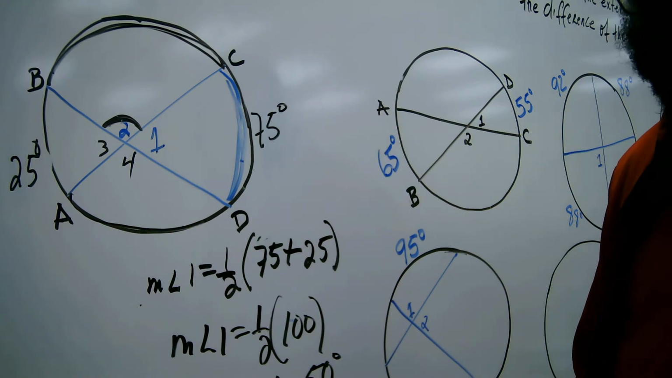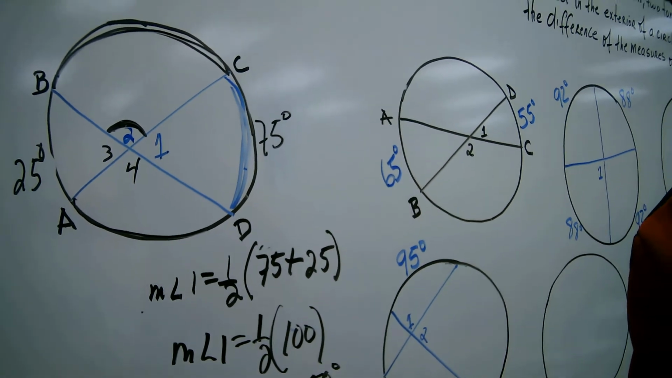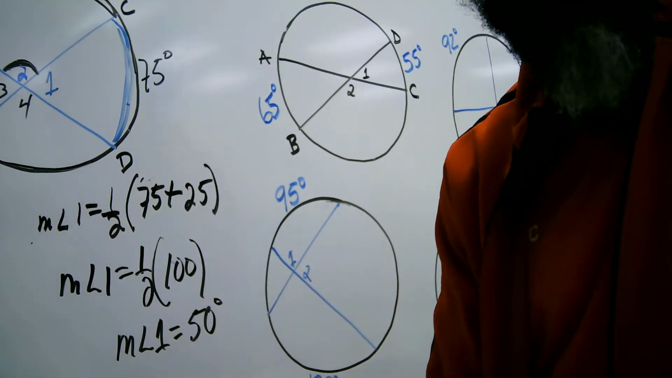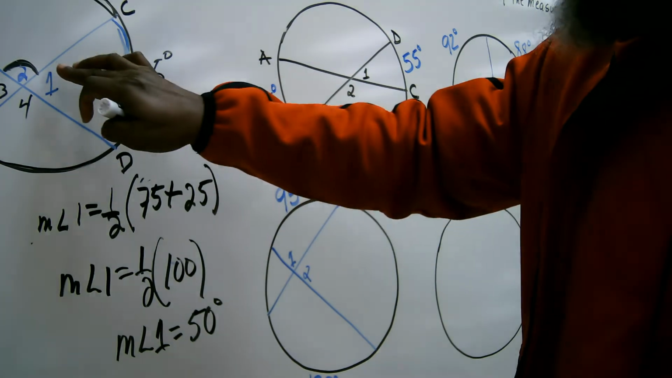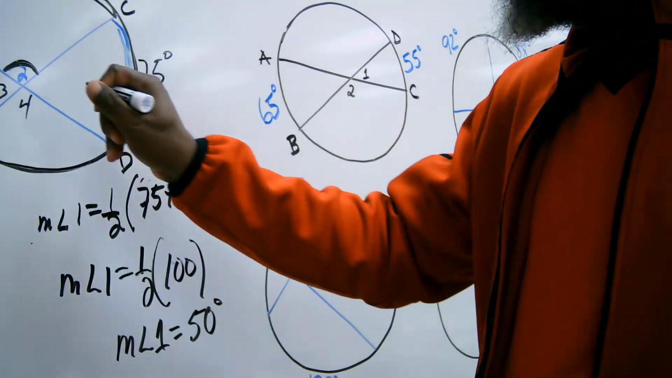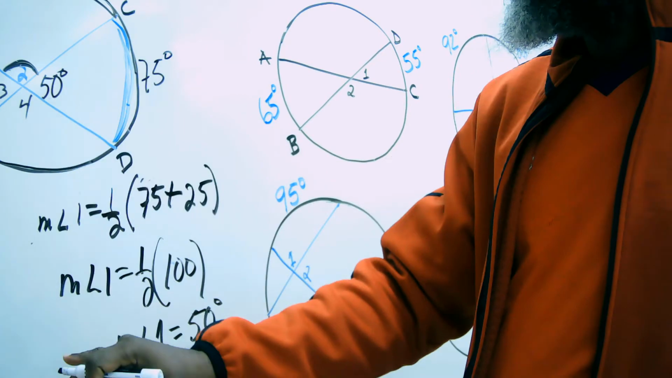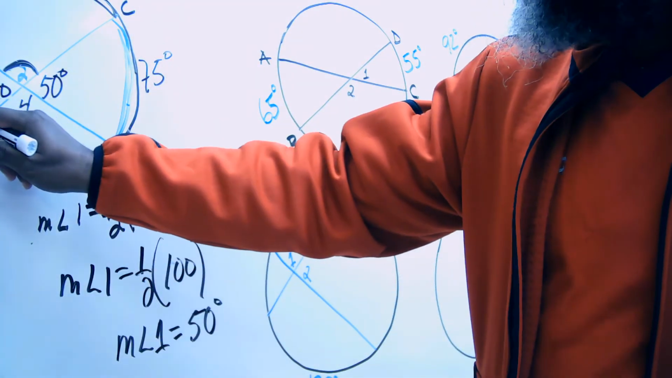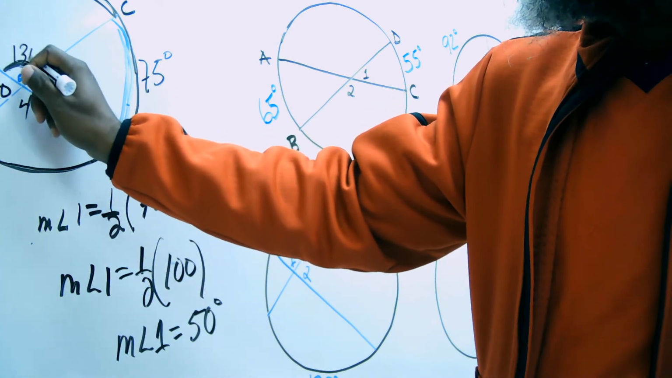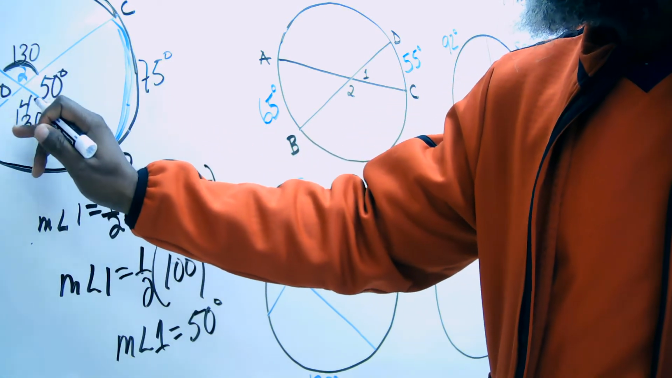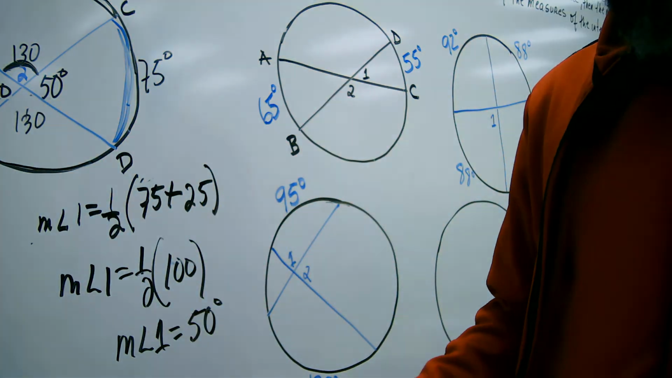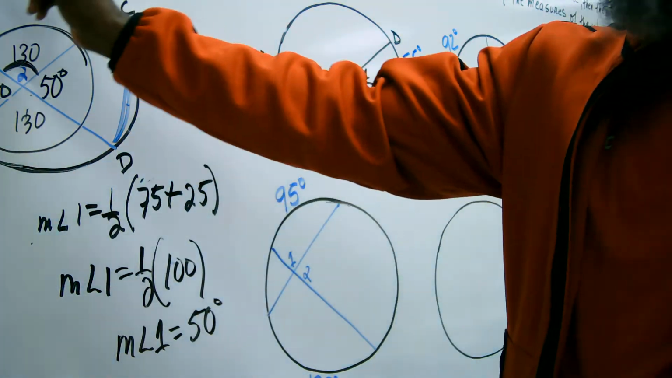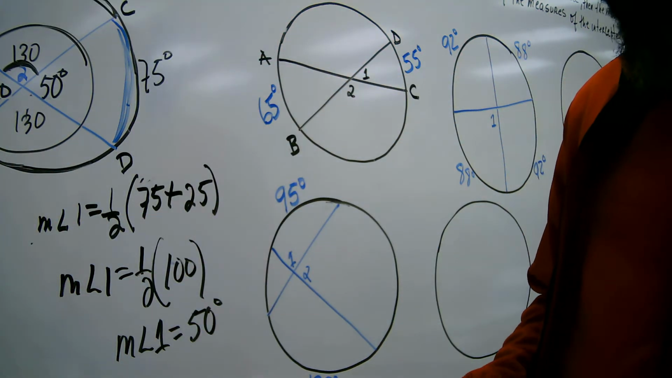Since I know the measure of angle 1, I will be able to find the other angles. If the measure of angle 1 is 50, this tells me I will know the measure of angle 3 because they are congruent. This will be 50. And from the linear pair, this will be 130, and this will be 130. We have done that before. So all of those 4 angles, if you add them, will give you 360 degrees. That's the objective of this lesson.